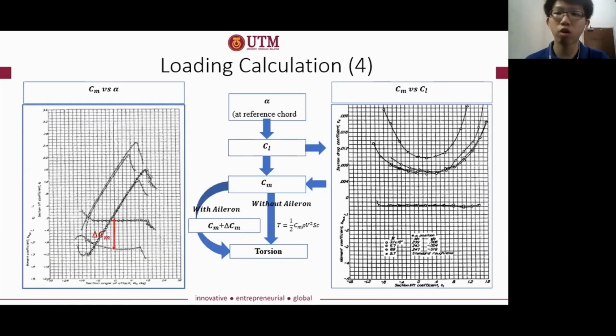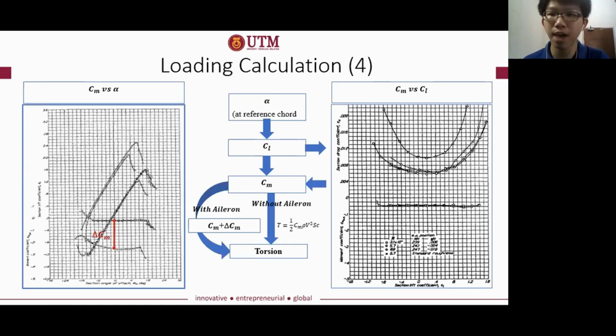Now, I'm going to talk about the torsion analysis. For the torsion analysis, it all depends on the value of the moment coefficient Cm. The value of the moment coefficient Cm can be obtained in a similar way as how the angle of attack is determined. So at each station, the Cm value can be determined from the graph on your right for points A, D, E, and G of the VN diagram.